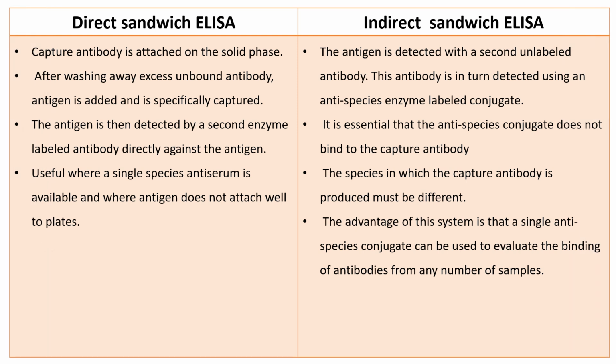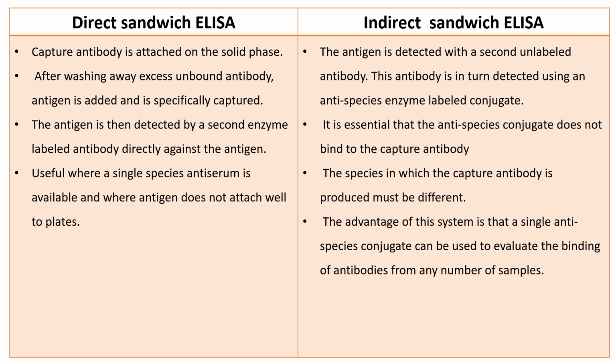There is a difference between direct and indirect sandwich ELISA. In direct, a capture antibody is attached to the solid surface, whereas in indirect, the antigen is detected with a second unlabeled antibody, and this antibody is in turn detected using an anti-species enzyme label conjugate. In direct sandwich, after washing away excess unbound antibody, antigen is added and it is specifically captured. The antigen is then detected by a second enzyme-labeled antibody directly against the antigen, and it is useful where a single species antiserum is available or where antigen does not attach to the plate.